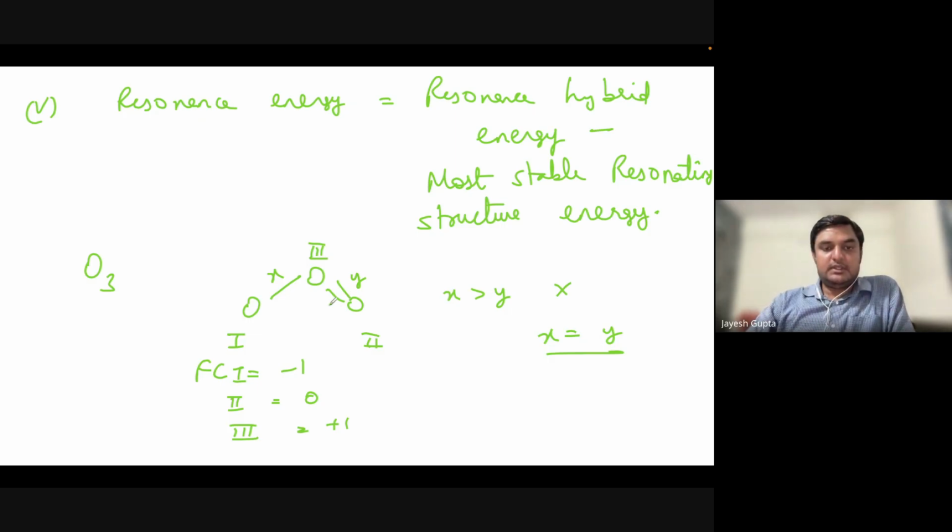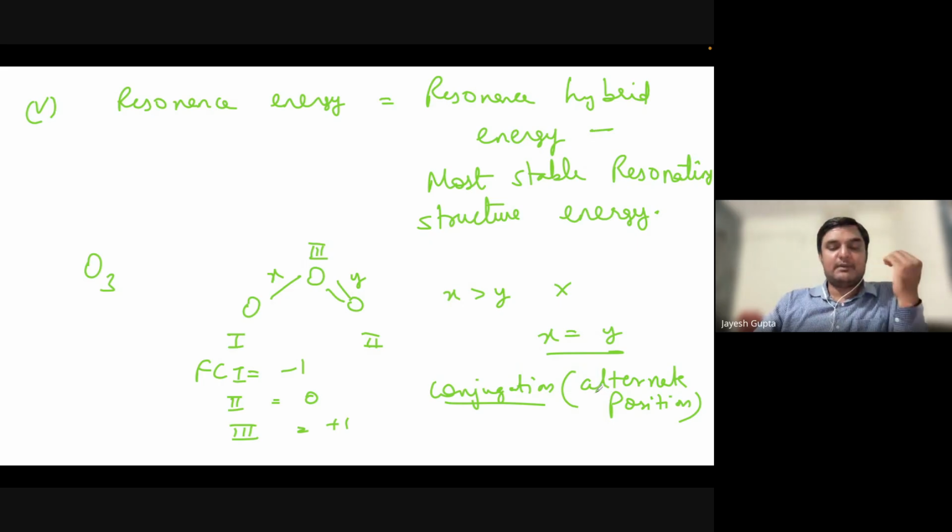First of all, you should know that a resonating structure is drawn when you have conjugation. Conjugation means alternate position, alternate position of negative charge, double bond, lone pair, like this one. So here you can see that you have alternate position of lone pair, single bond, pi bond. So the pi bond and lone pair are at alternate positions.